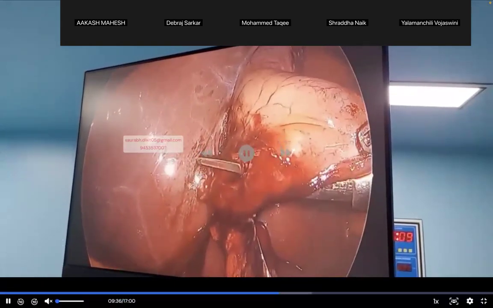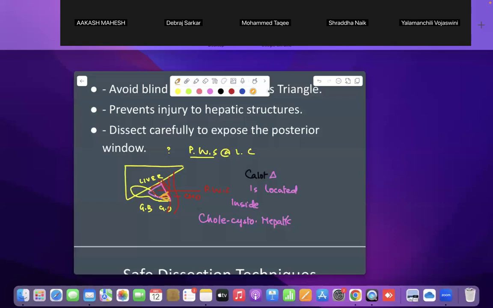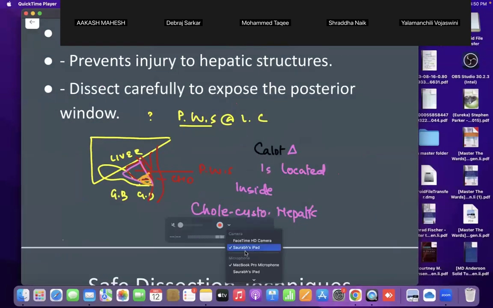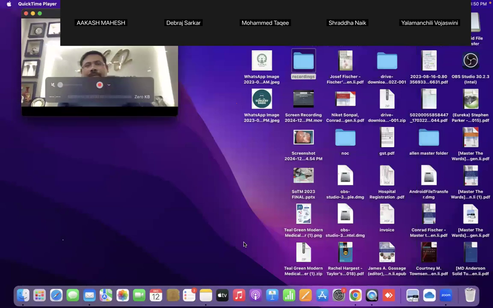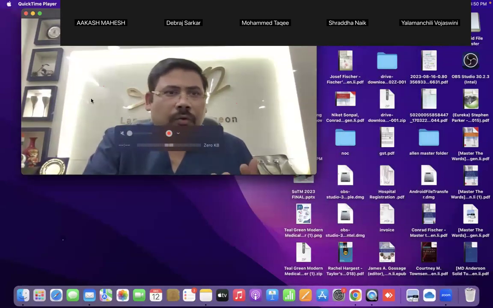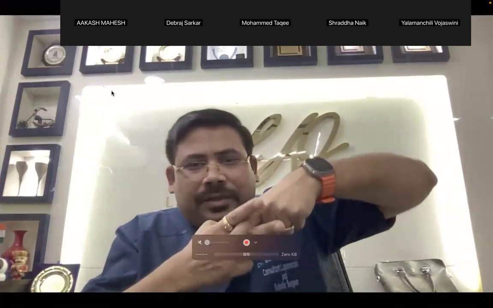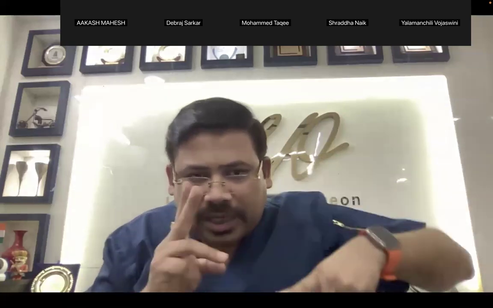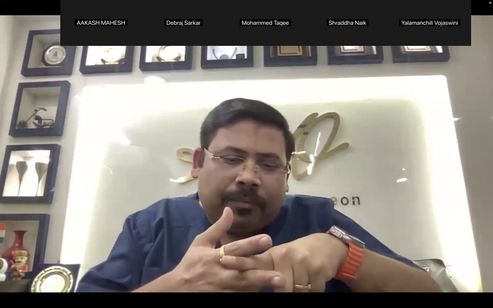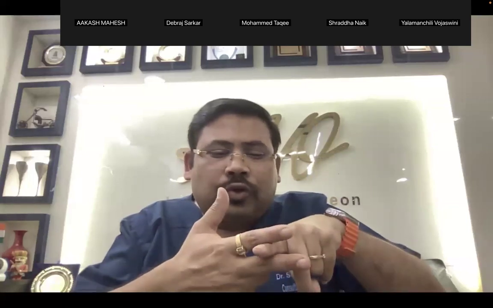Whenever you are clipping, this is a rule I'll tell you. It is a very common mistake that we all make. Suppose we want to clip this structure. This is the cystic artery, this is the cystic duct. We just get the clip applicator and clip it. Remember, when you want to clip, point number one, at least both the jaws should be visible. The second is that the clip should be applied somewhere in the proximal third of the clip.